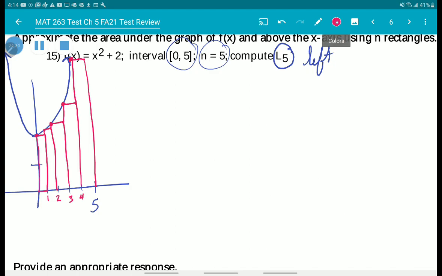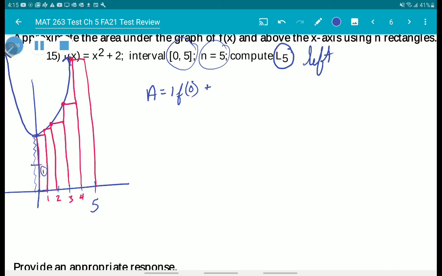Now, I've got to find the area of each rectangle. Each rectangle has a width of 1. So when I look at that first rectangle, I'll call it rectangle 1. The width is 1, but to find the height, I'm going to have to go up to the graph. I've got to figure out what this height is, and that height I can find by using that function. And notice I'm plugging 0 in because I'm touching on that left interval there.